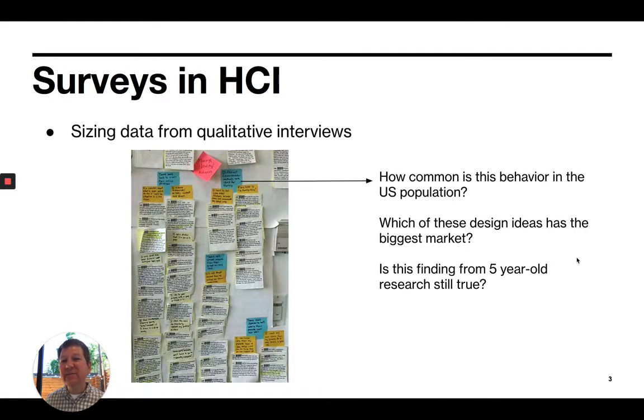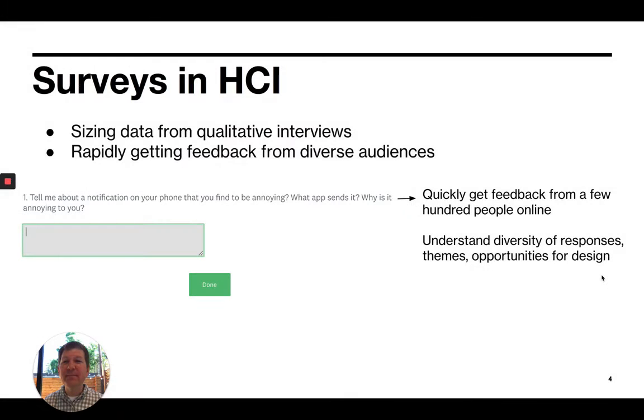So in HCI, we use surveys a lot. Surveys can be used to size data from qualitative interviews. You might do an affinity analysis after talking to 10 or 15 people. You find some themes, and then you want to know how common is this behavior in the broader US population? Or which of these design ideas could have the biggest market opportunity? Or maybe there's some old research that you did 5 years ago and you're like, is this still true? Does this still hold in the broader population? So you might do a survey to size that.